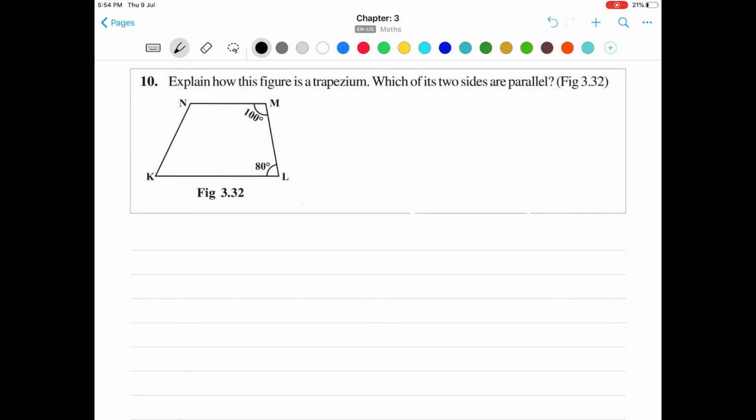Explain how this figure is a trapezium, and which of its two sides are parallel. So we know that in a trapezium, one pair of opposite sides has to be parallel. So we have to state how this is a trapezium and which of its two sides are parallel.